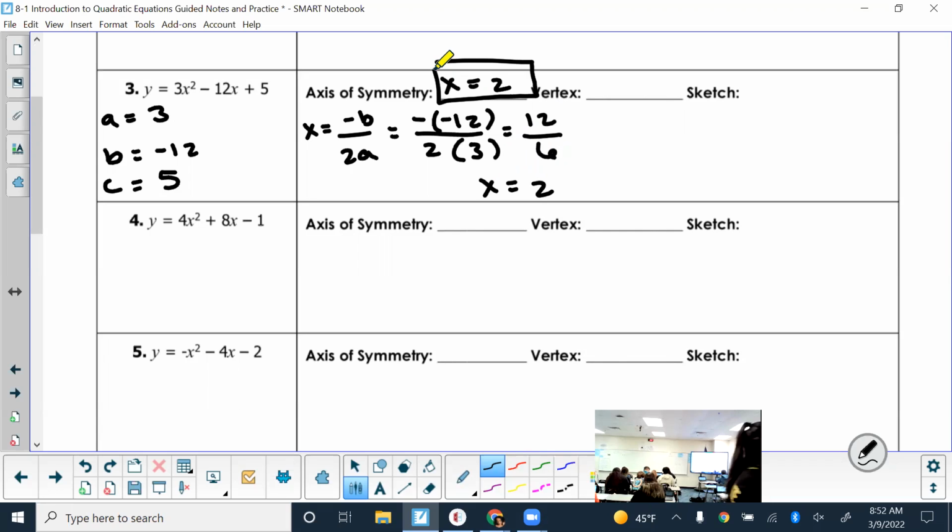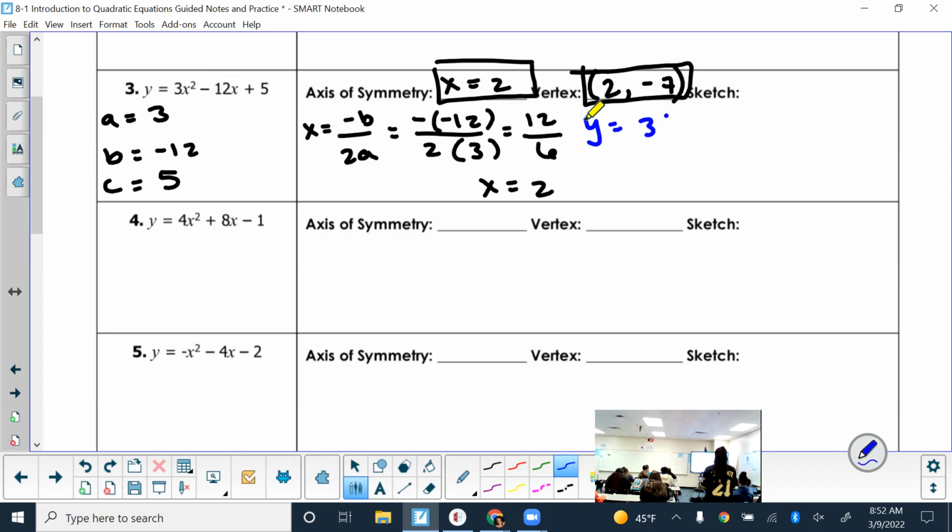All right, vertex now. Should be a coordinate. What do you guys get? 2, -7 is correct. All right, the 2 we get from axis of symmetry, right? We know x equals 2. The y we get from doing what? Good, substitute the 2 in for the x into your given equation. So y equals 3 times 2 squared minus 12 times 2 plus 5.